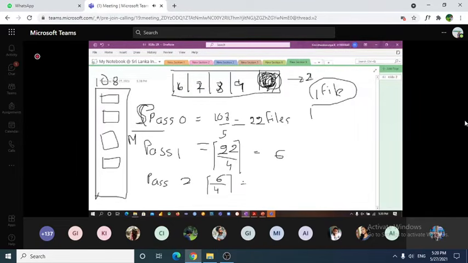That means you will get decimals. You can't stop it, you can't keep a file as half. So you will get a ceil value.